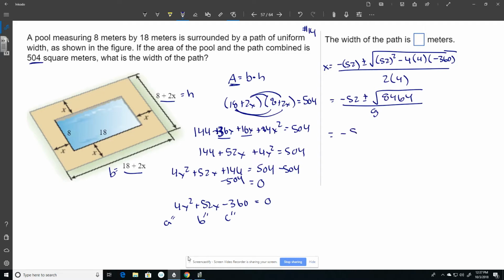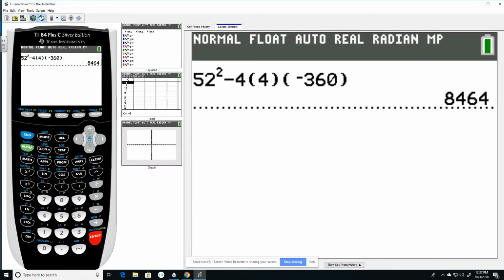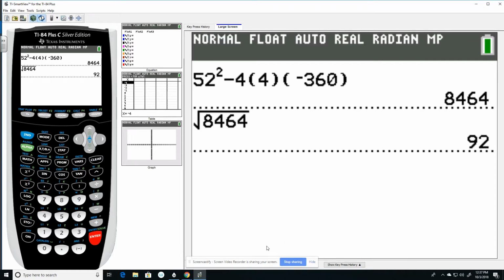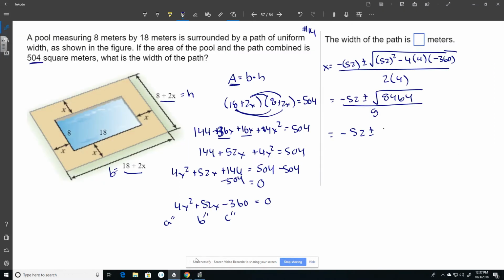So this equals negative 52 plus minus the square root of 8464. Let's do the square root. The square root of 8464 is 92. So plus or minus 92 divided by 8. Now this is where my problem separates into negative 52 plus 92 divided by 8 and negative 52 minus 92 divided by 8. I've got two answers because this is a quadratic.